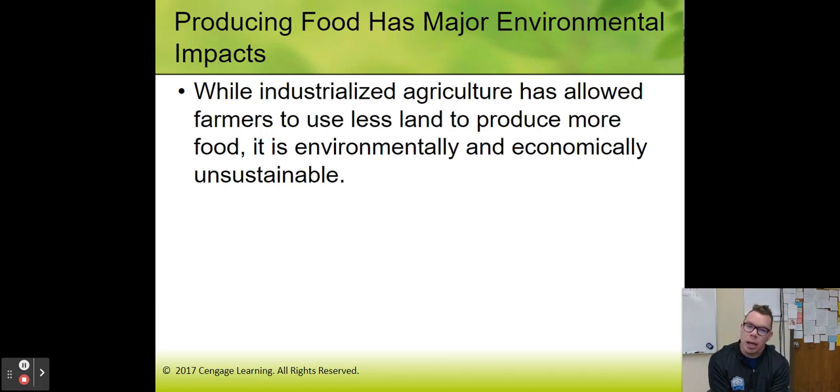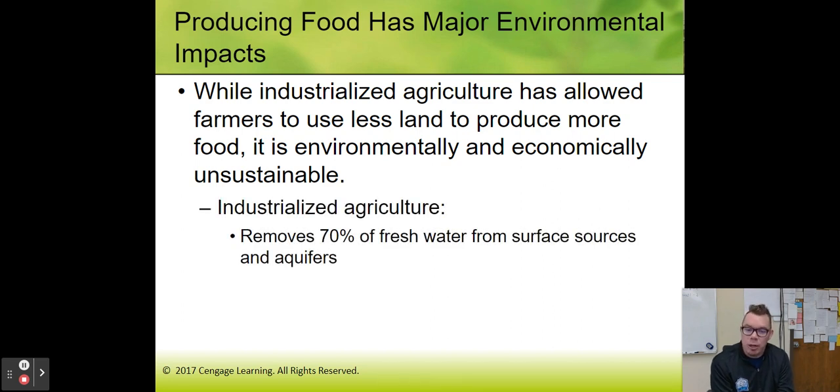All right, while industrial agriculture has allowed farmers to use less land to produce more food, remember that's green revolution, same 10,000 acres, and now you're making 200,000 pounds of food rather than 100,000 pounds of food. That's green revolution. It's environmentally and economically unsustainable, though. All right, industrialized agriculture removes 70% of fresh water from surface sources and aquifers. 70%. So that leaves only 30% for commercial use or residential drinking water, as well as residential irrigation of their plants and their landscaping, which, side note, is a lot of water we use that way.